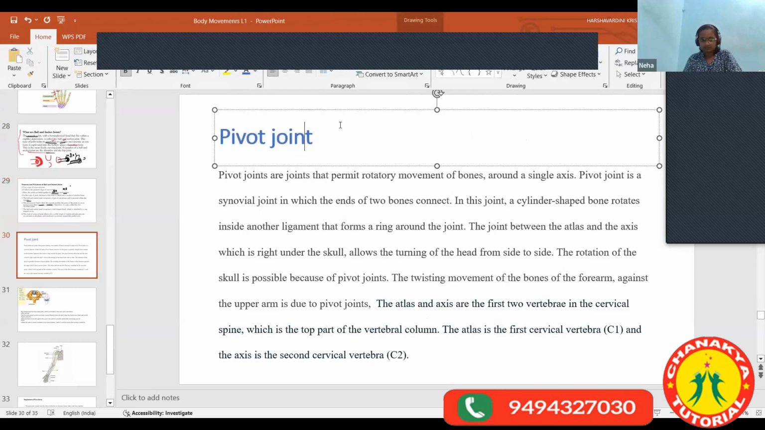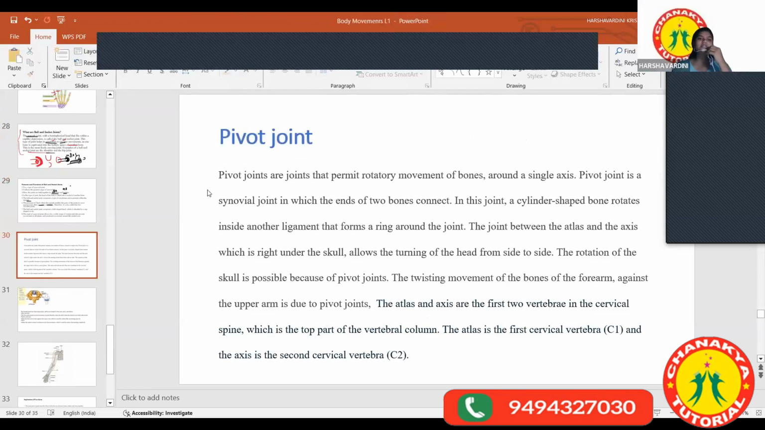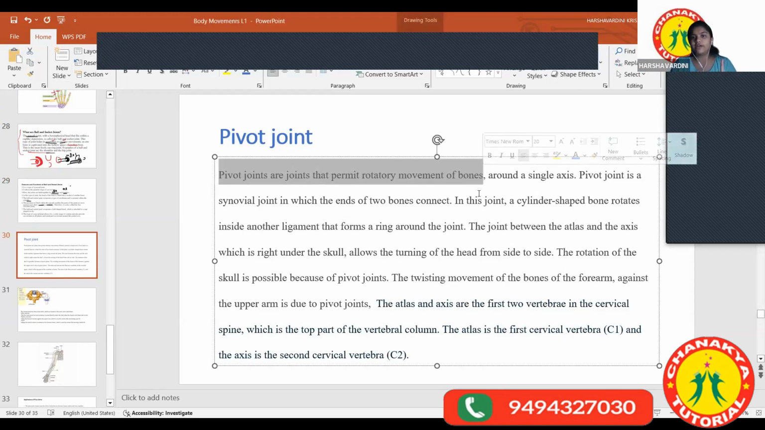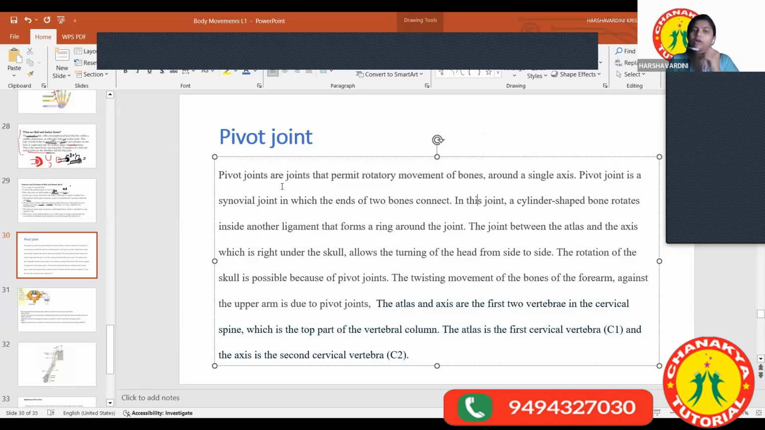Yes, pivot joint. Coming to pivot joint. Pivot joints are the joints that permit rotatory movements of bones around a single axis. Don't get confused, now we are completing the ball and socket. The first line itself tells the same point that we studied in the ball and socket. Pivot joint is a synovial joint in which the ends of two bones are connected, exactly like what we studied in ball and socket. In this joint, a cylinder-shaped bone rotates inside another ligament and forms a ring around the joint. Cylinder-shaped bone rotates.